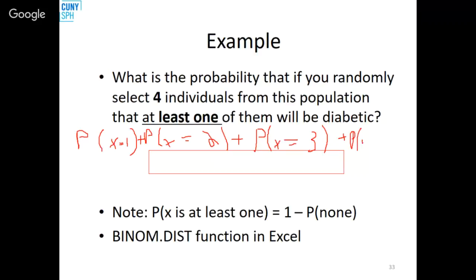What's a shortcut I could have done here? Save some calculation. What's up? Yeah, 1 minus the probability of none having diabetes. Oh, that would be easier. What did you just write then? 1 minus the probability of x equals 0.